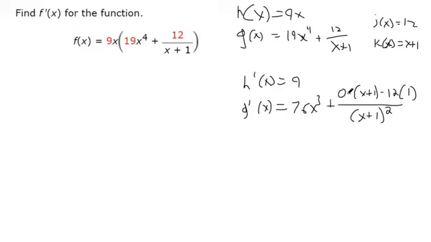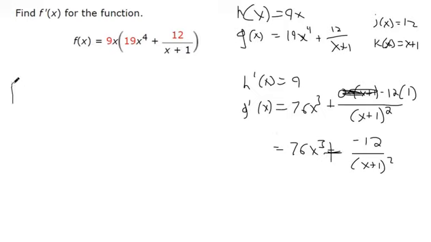Okay, so if we simplify that a little bit, this is 0 distributed to a bunch of other stuff. So it's got negative 12 over x plus 1 squared. Sorry, that's a plus.